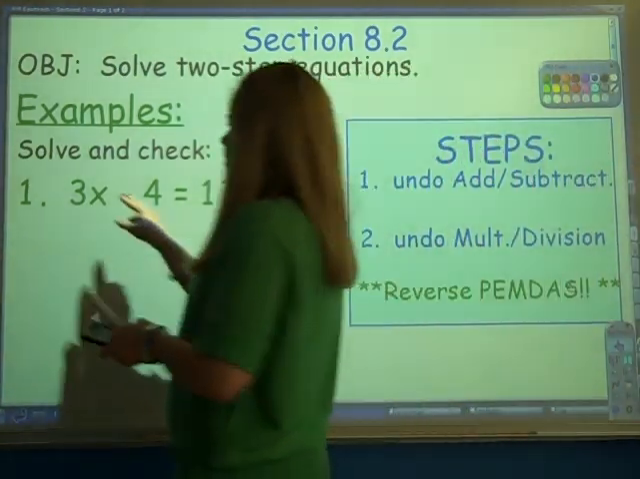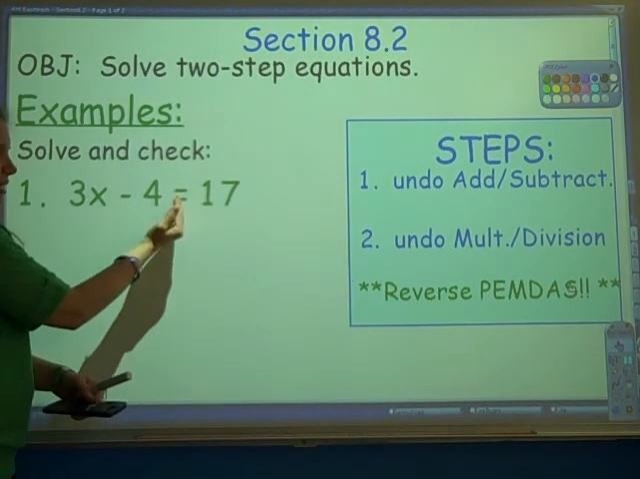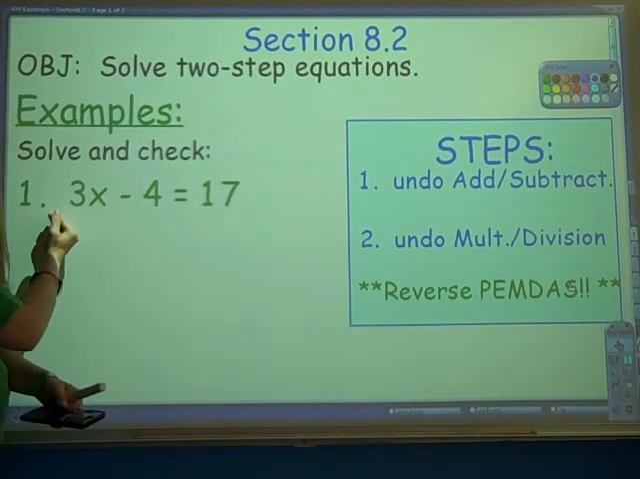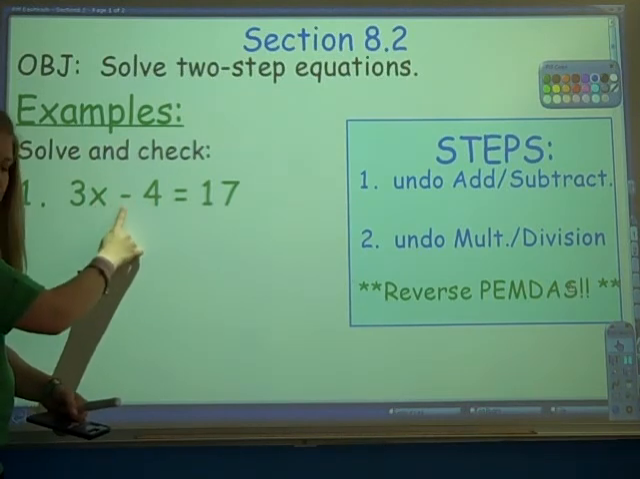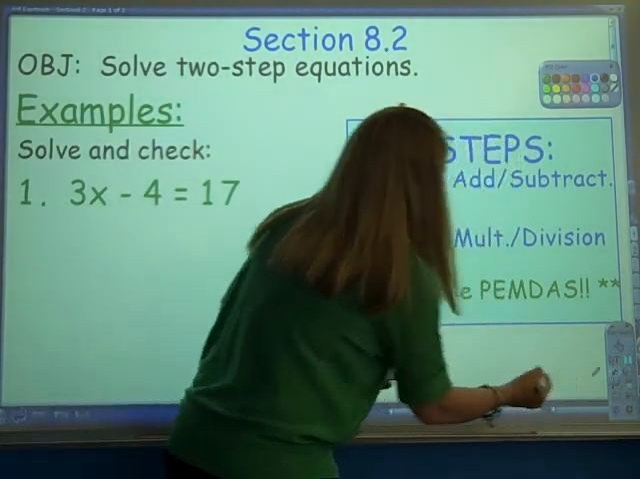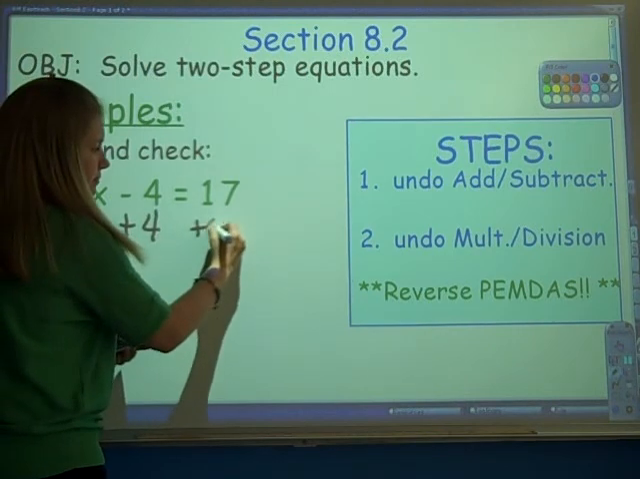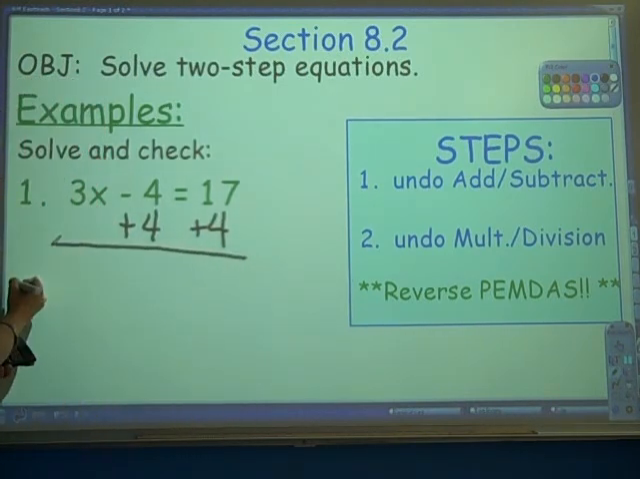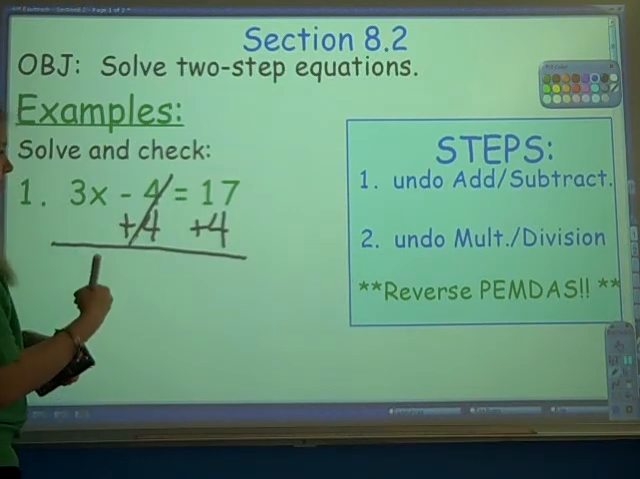Okay, so write this down. We're going to be solving and checking. On the side of the equal sign where the variable is, we have multiplication, 3 times x, and we have subtraction, we're subtracting 4. We're going to undo the subtracting 4 first by adding 4 to both sides of our equal sign. Cancel that out. Watch my format. Make sure you're copying it down the exact same way.